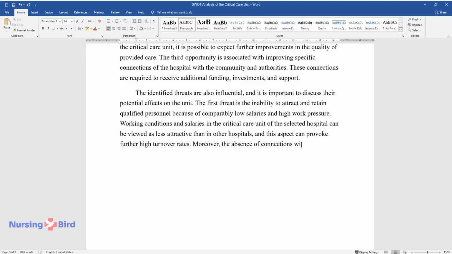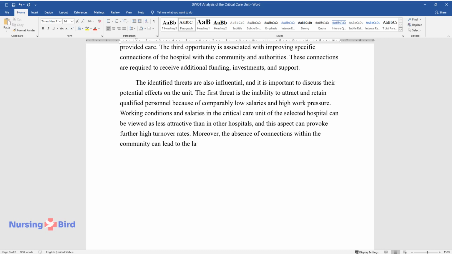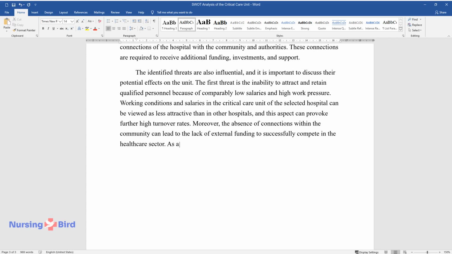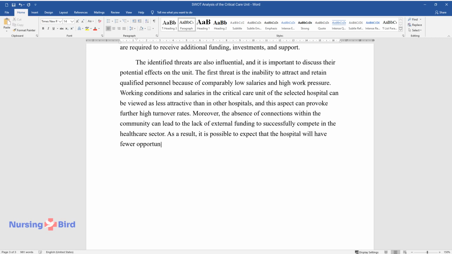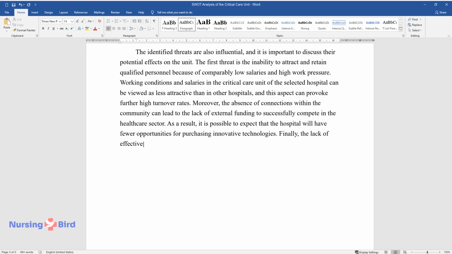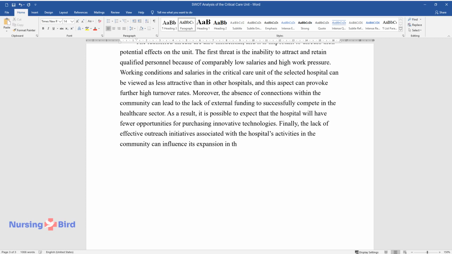Moreover, the absence of connections within the community can lead to the lack of external funding to successfully compete in the healthcare sector. As a result, it is possible to expect that the hospital will have fewer opportunities for purchasing innovative technologies. Finally, the lack of effective outreach initiatives associated with the hospital's activities in the community can influence its expansion in the healthcare sector.